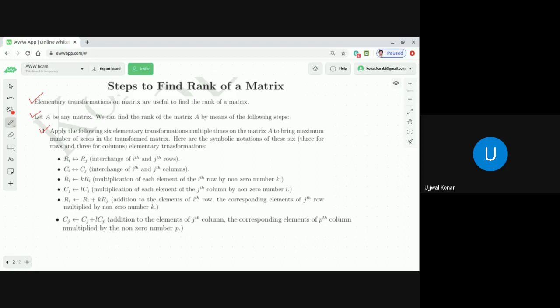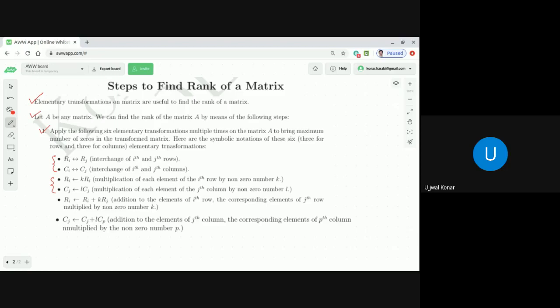Now if you recall, what are the symbolic notations for these transformations? There are three row transformations and three column transformations. The first one is that Ri and Rj are interchanged, or Ci and Cj are interchanged, that is, interchanging any two rows or any two columns. The second one is that new Ri is K times Ri, or new Cj is L times Cj. That means multiplying each element of the ith row by a non-zero number K, or each element of the jth column by a non-zero number L.